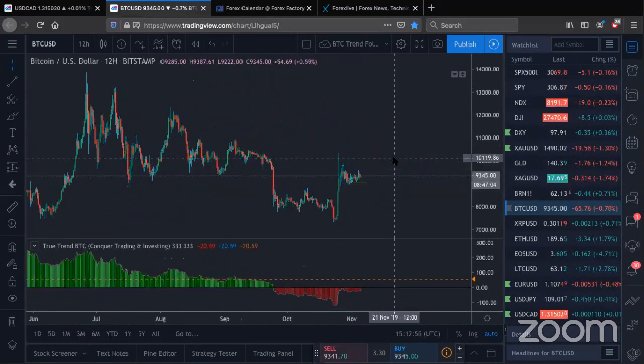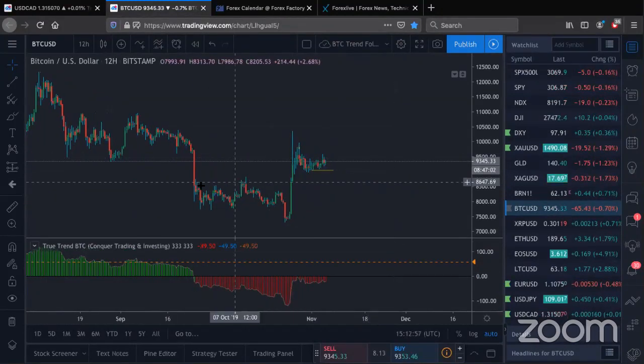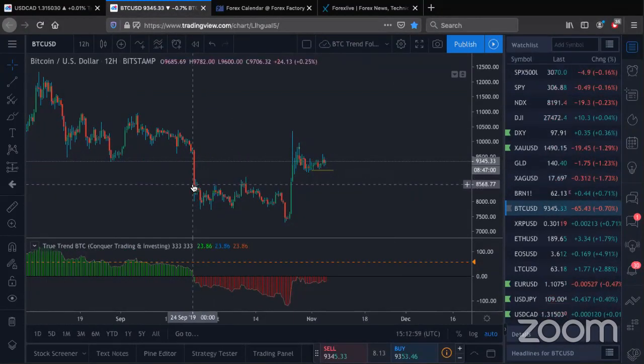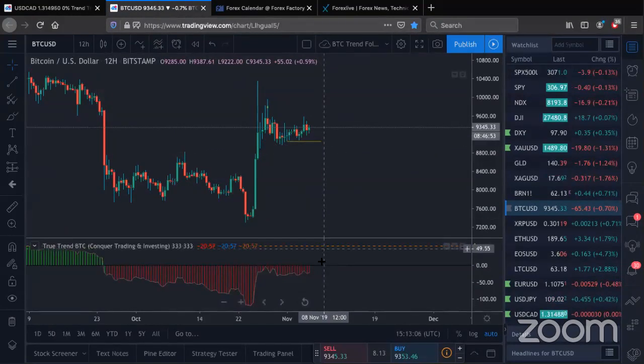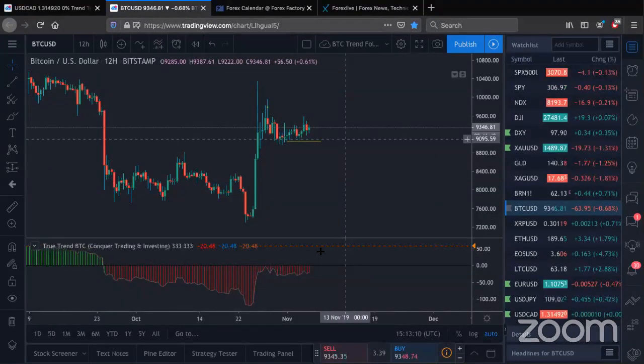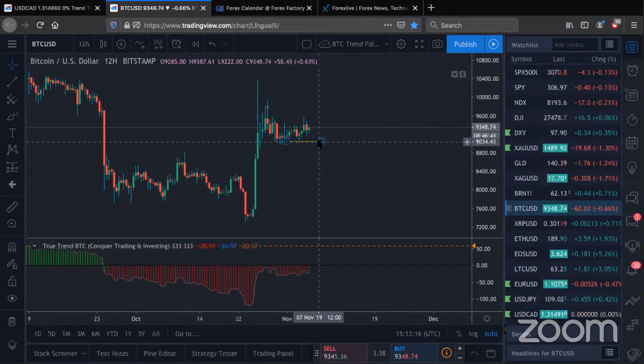So right now we see that the true trend has been negative ever since right here. And we see that price is getting close right now to possibly a trend change. Right now, if you were looking to trade in and out of this, I have over here, this marked right here at about $9,034. That is the 2-day low.